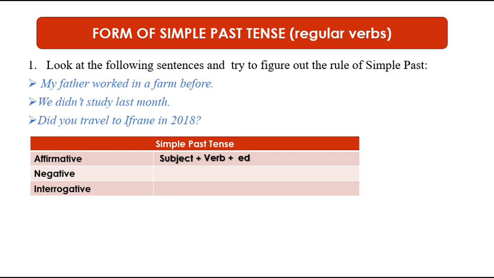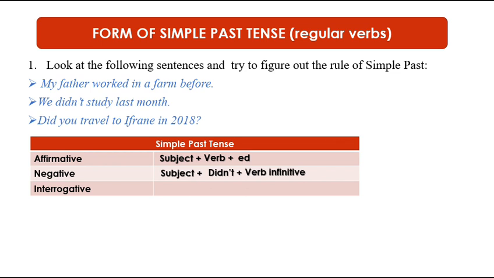The second sentence: we did not, or we didn't, study last month. This is a negative sentence because there is a negation. We have didn't. So this sentence contains we as a subject plus what? What follows we is didn't, and what follows didn't is a verb, study. Yes, a verb, and it is of course infinitive. So the rule of the negative form of simple past tense of regular verbs is subject plus didn't plus verb infinitive, not conjugated.